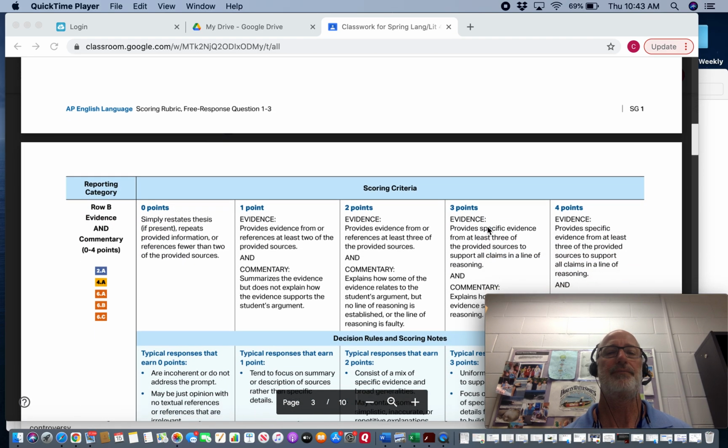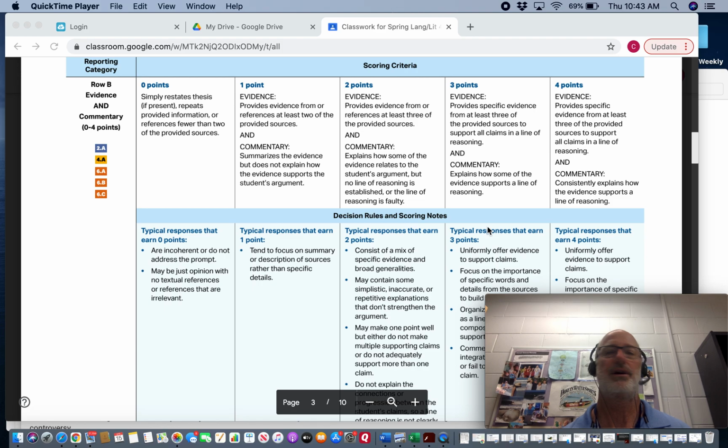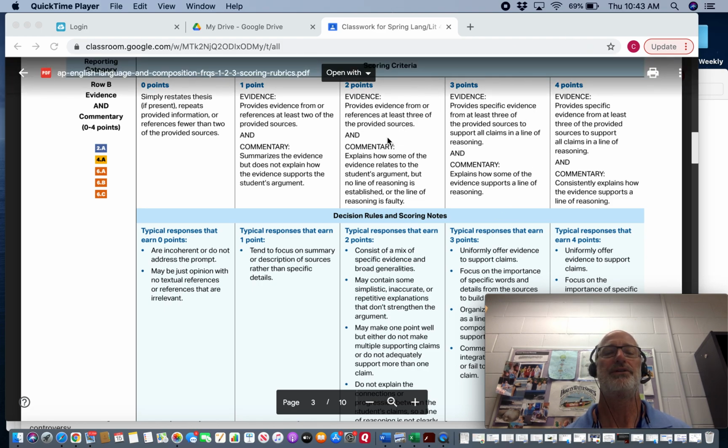In row B, we're looking at evidence and commentary. Where do we want to be? We want to be in this 3-4 range. We don't want to be in the 2. What does the 2 look like? It provides evidence from or references at least 3 of the provided sources. All right, so you're doing that. It explains how some of the evidence relates to the student's argument, but no line of reasoning is established, or the line of reasoning is faulty.